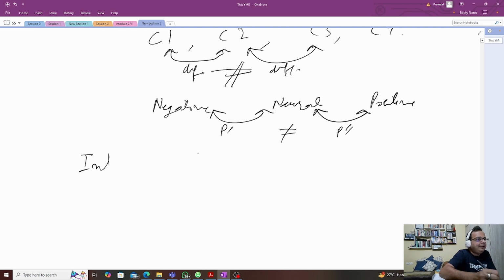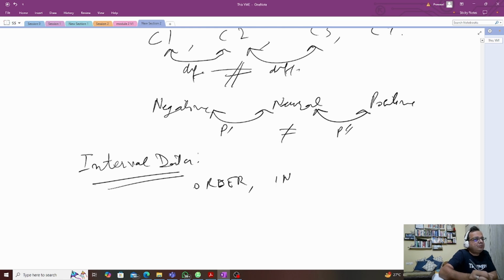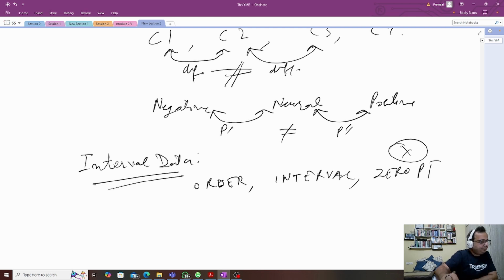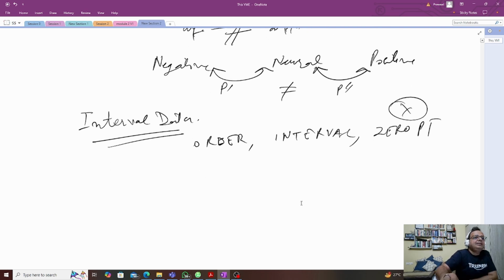The third category, and we are going step by step. So in the first category, order itself was not important. In the second category, order was important but the intervals were not important. The third category is interval data, where your order is also important, your interval is also the same, but there is no 0 point. So that means that the 0 value does not signify much.